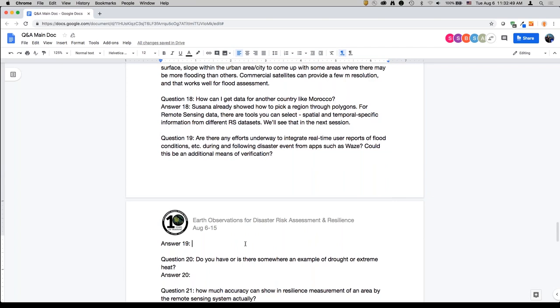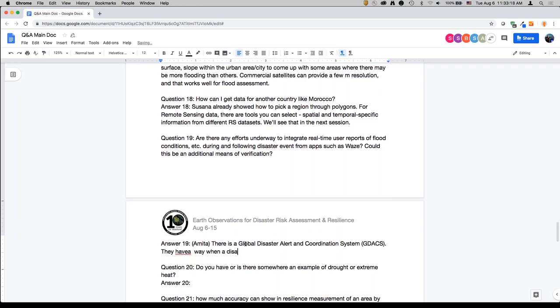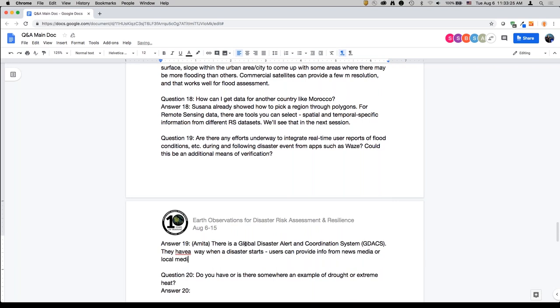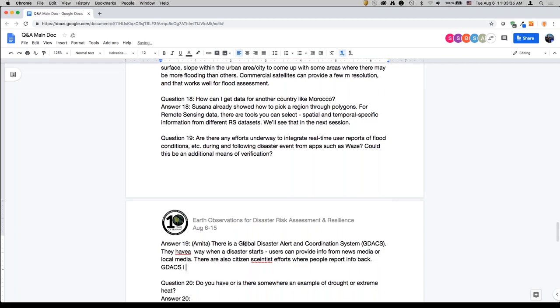Question 19, are there any efforts underway to integrate real-time user reports of flood conditions during a disaster event from apps such as Waze? Could this be an additional means of verification? There is the Global Disaster Alert and Coordination System, or GDACS. They have a way when a disaster starts, users can provide information. So from news media or from the local area, there are also efforts where citizens and scientists report information back, but GDACS is the one center that I know does this systematically. They collect information while the disaster is going on in real time.